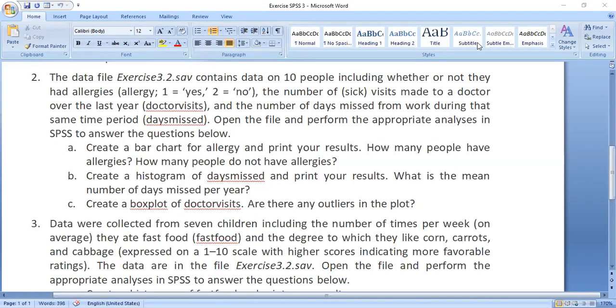We can move to the file and attempt question A, where we have to create the bar chart for allergy. B, where we have to create the histogram for days missed and also find out the mean number of days missed that year. And C, create a box plot for doctor visits. So just moving to the new share, I'll move to the exercise. I'll say share. The file is being shared.